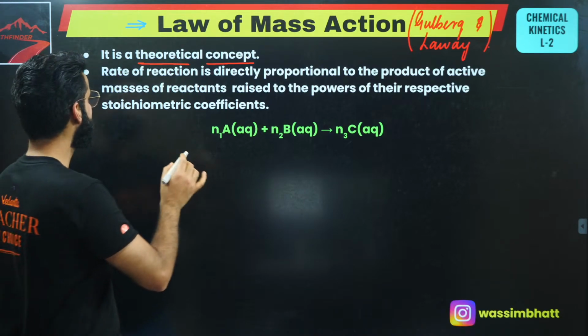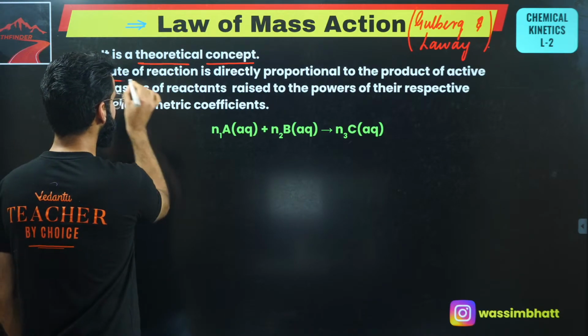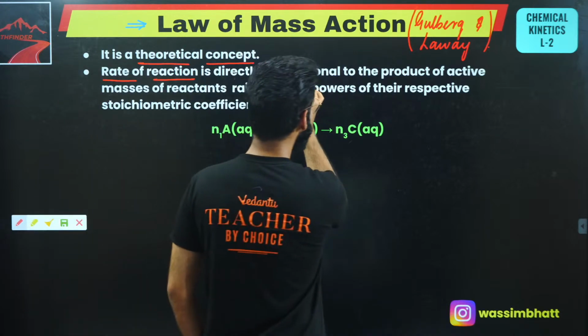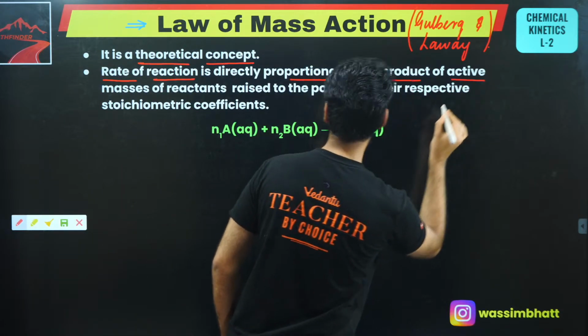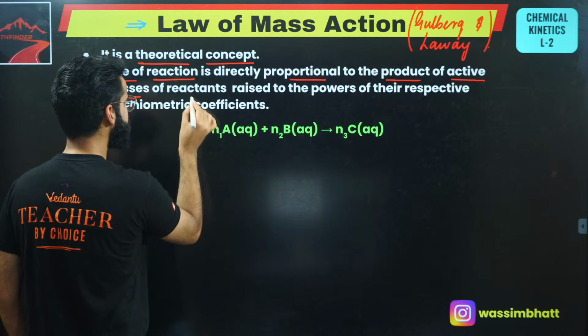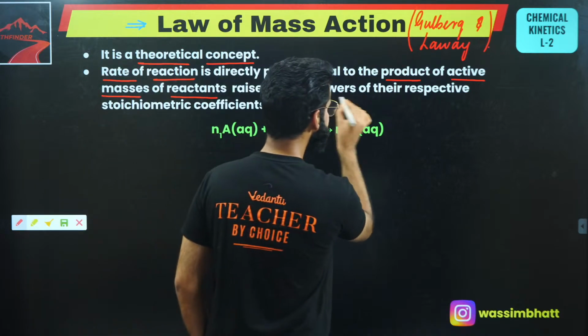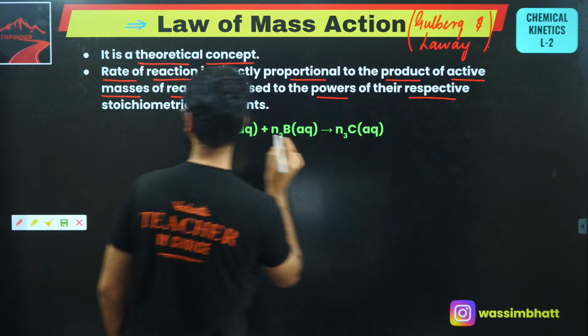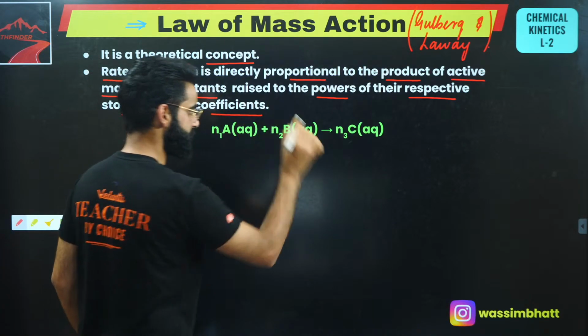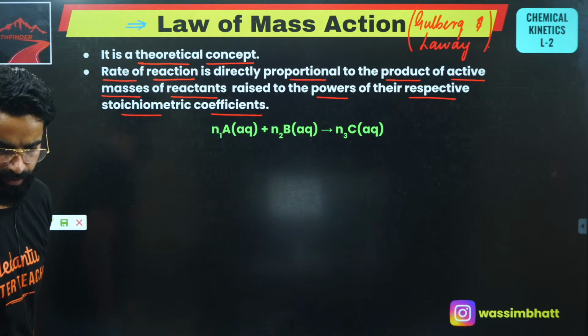And as per the law of mass action, the rate of the reaction is directly proportional to the product of active masses of reactants raised to the powers of their respective stoichiometric coefficients. What does it exactly mean, okay?